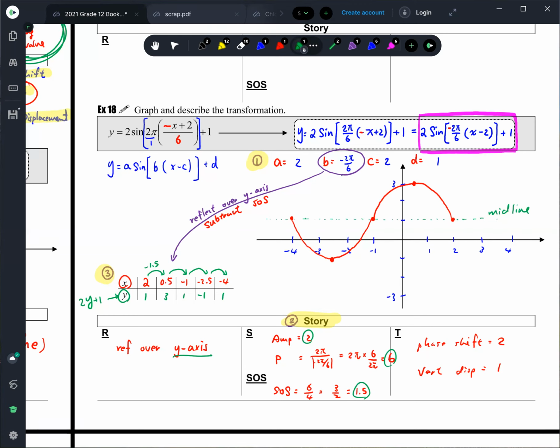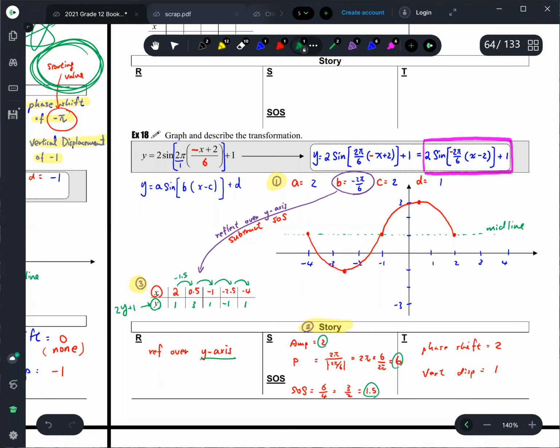So your homework will be similar to these examples, okay? Find the A, B, C, D, get the story and the table. Okay, if you are done, please raise your hand.